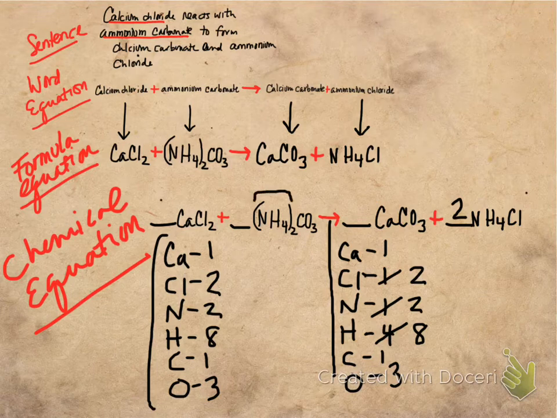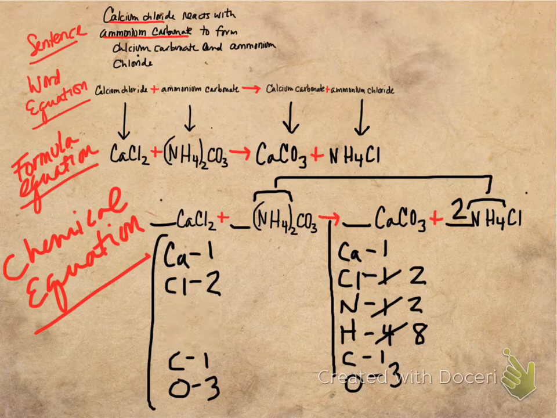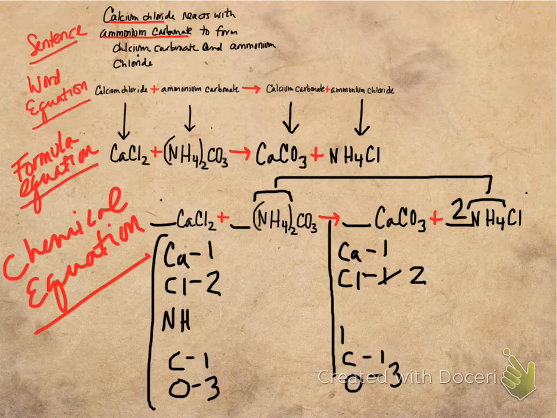Because this ammonium ion stays all together as an ammonium ion on the other side, instead of balancing my nitrogen and hydrogen separately, I can actually balance the ion as NH4. This does save a little bit of work.